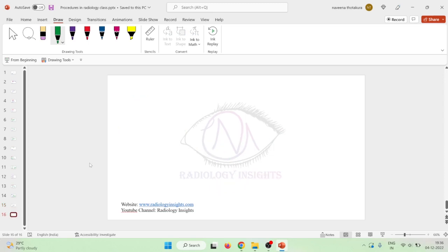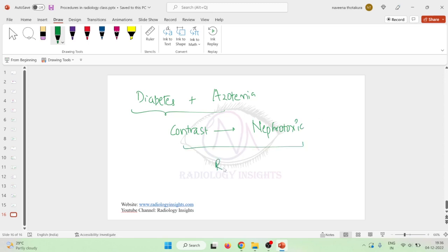Then, patients with diabetes with azotemia are also prone to contrast-mediated side effects. On using contrast, this can pose a risk of nephrotoxicity. These contrast agents can be nephrotoxic, and this can result in renal failure in these patients. So it is one of the risk factors.